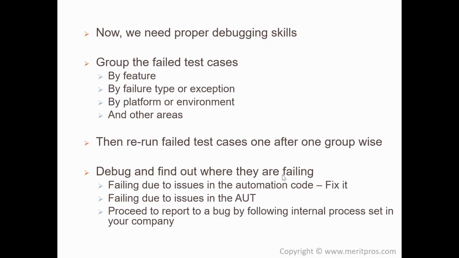That is your responsibility. Or the test cases are failing due to issues in the AUT coming from the actual dev code, application or production code. Then proceed to report a new bug by following your internal process, whatever internal process is set. Based on that, proceed to report a new bug. You need to follow a process, like you are going to go to the defect tracking tool, then you are going to search for this bug, make sure there are no existing bugs, then you need to reproduce it, then you need to write proper steps. So whatever internal process is set, follow that.